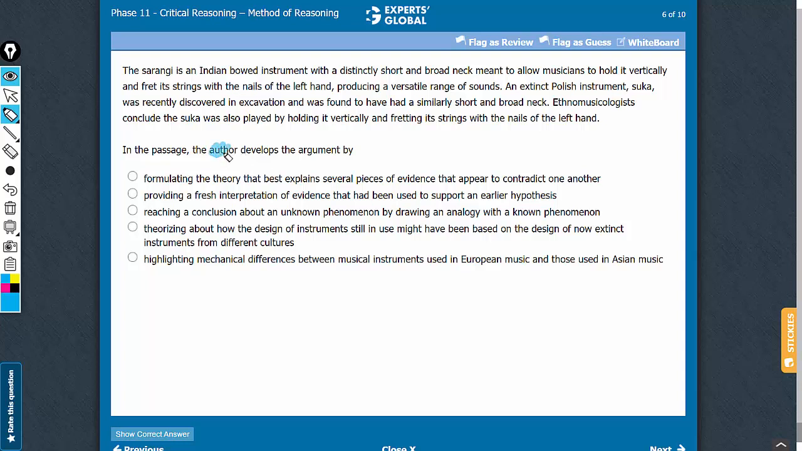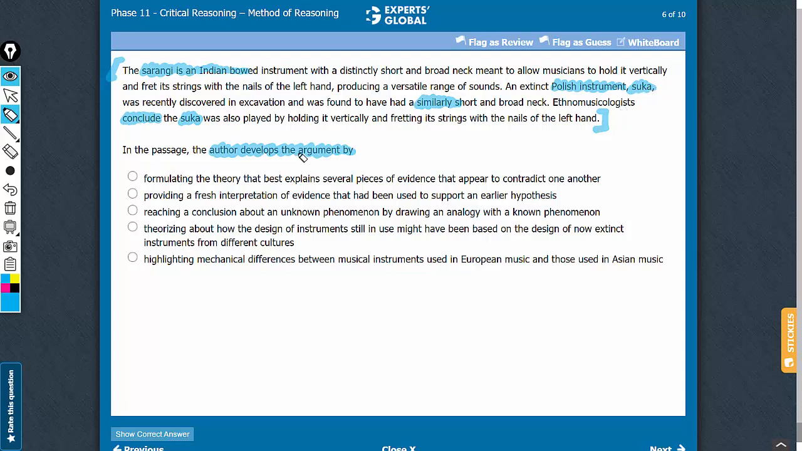We need an answer choice that explains the method of reasoning deployed by the author of this argument. The author talks about one instrument here and then he talks about another instrument here. He draws an analogy between the two instruments involved and then reaches a conclusion about the second instrument here.